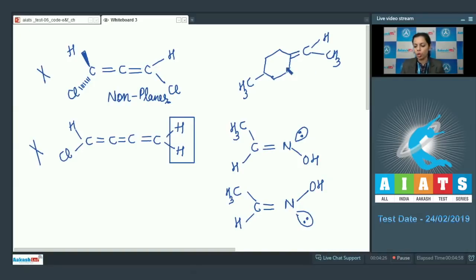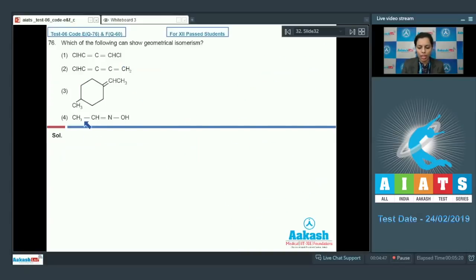Let's take the next option. We have this type of alkene in which there are two groups. One is hydrogen and this is a methyl group. But this carbon atom is attached with the same group on both sides, it means in this case also geometrical isomerism is not possible. I'll just cross it.